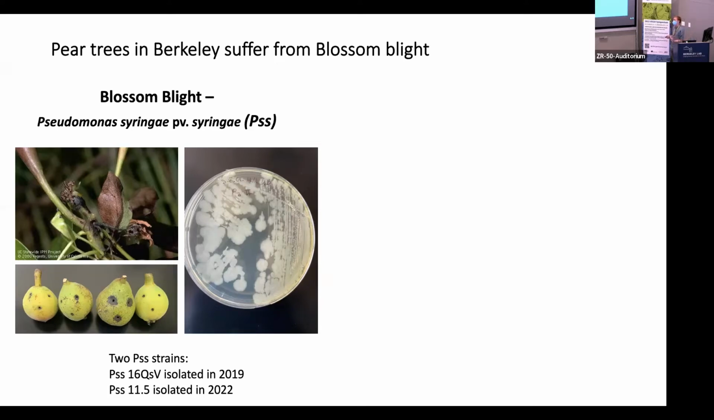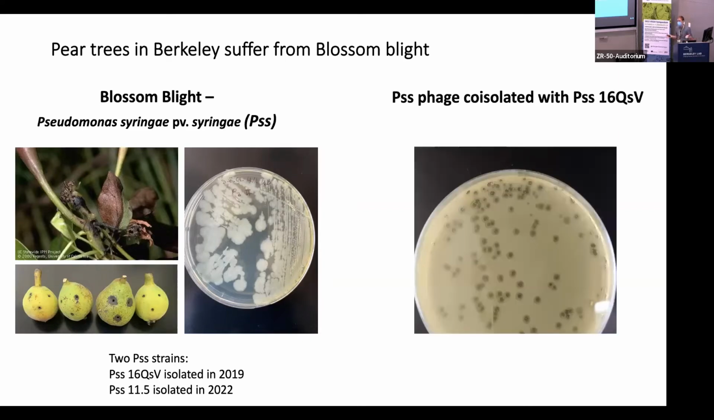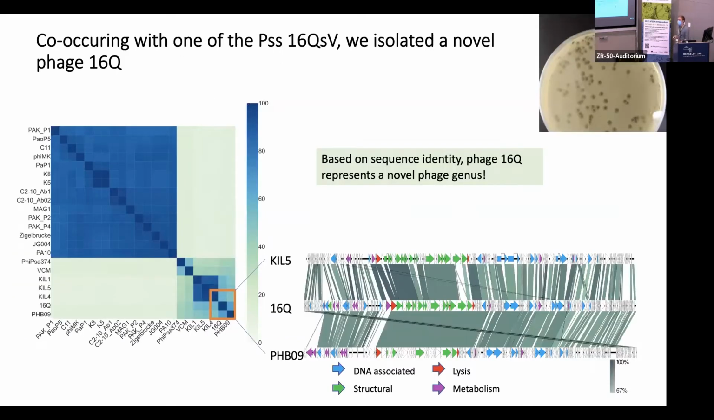And in our lab, we have isolated over time 2 different strains, PSS 16QS5, which was isolated in 2019, and PSS 11.5, isolated in 2022. Additionally, with our PSS strain 16QS5, we also isolated a bacteriophage called 16Q. Coincidence? Not. If we whole genome sequence this phage, we see that it's actually a novel phage. It has not been described before.